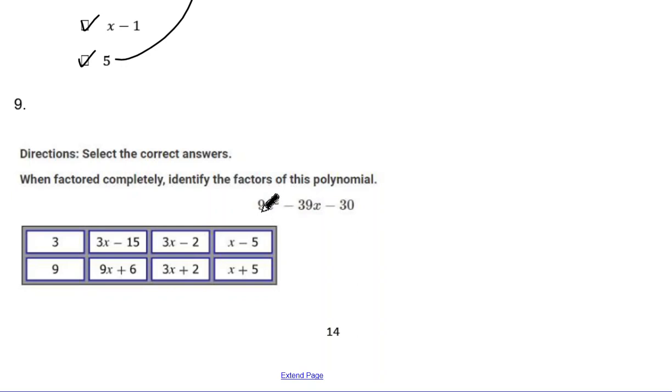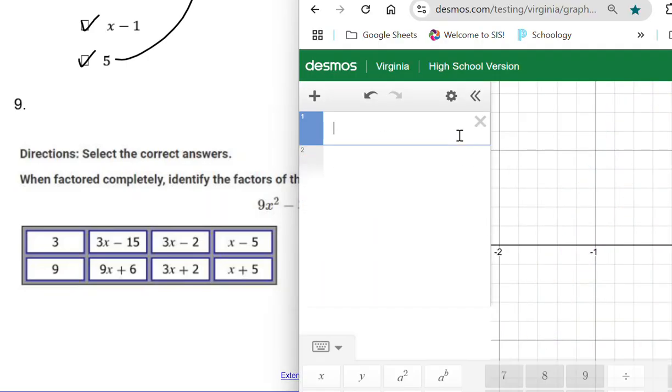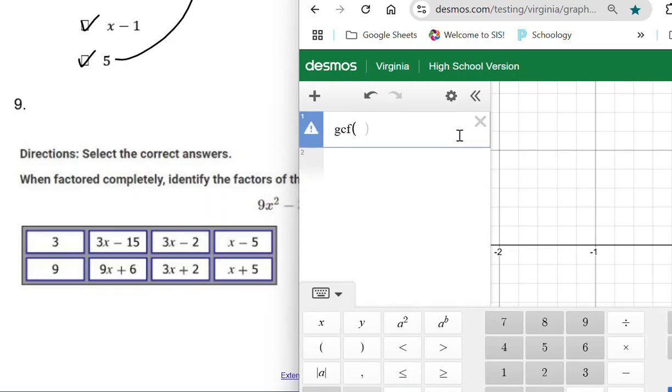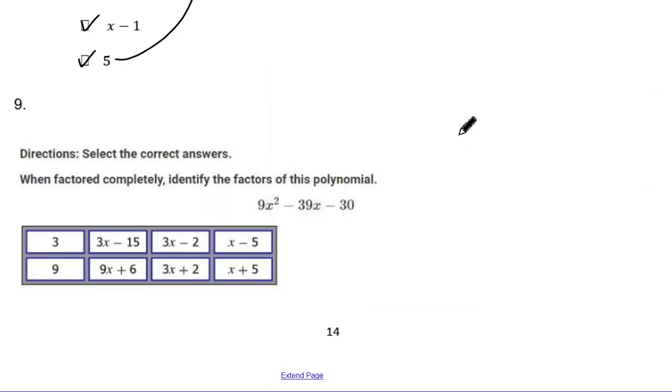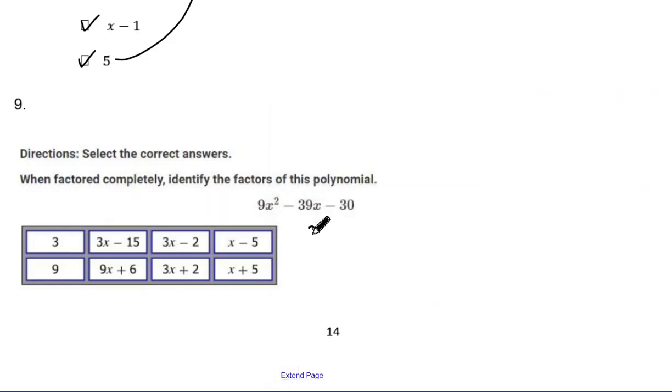So if you notice, this one does have a GCF, 9, 39, and 30. Let me find that in Desmos just by typing it. So I have here GCF of 9, 39. The negative really doesn't matter when I'm looking at GCF, and then negative 30 is 3. So there is a 3 common in all of them. So let me go ahead and factor out that 3. So that would be 3x squared, 39 divided by 3, that's what? 13, minus 13x. Negative 30 divided by 3 is negative 10.